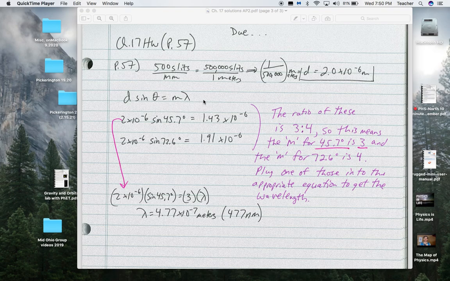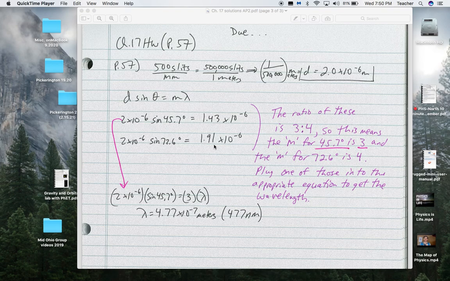So I look at this equation, and it's asking me this wavelength. It gives me two different angles. So I get the left side of the equation, and I get these two numbers. The problem is I don't know the m values, and I don't know the wavelength. But if I look at this ratio, 1.91 to 1.43, that's a 3 to 4 ratio. So that tells me that m here would be 3, and m here would be 4.